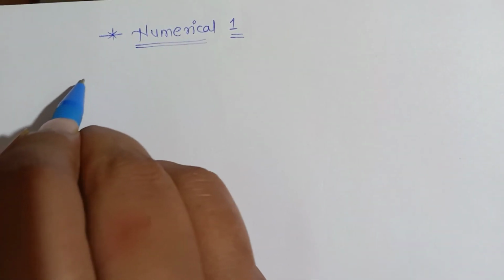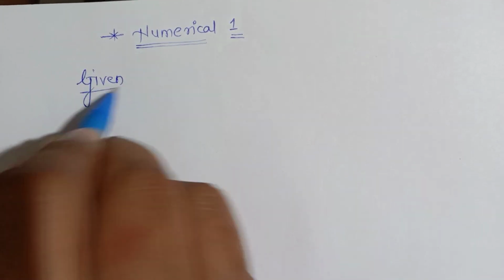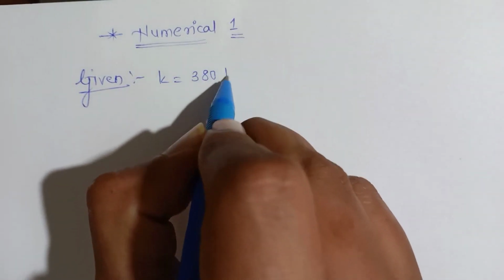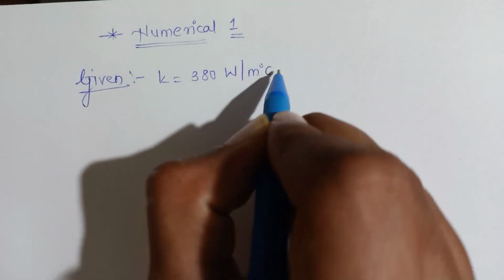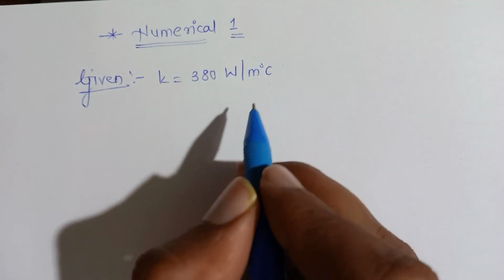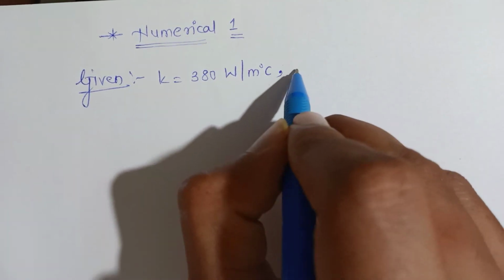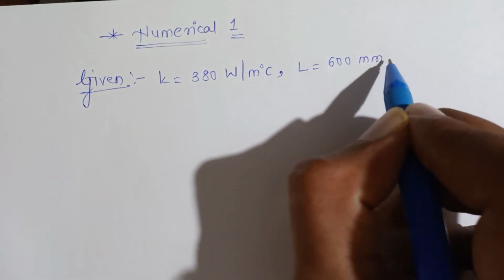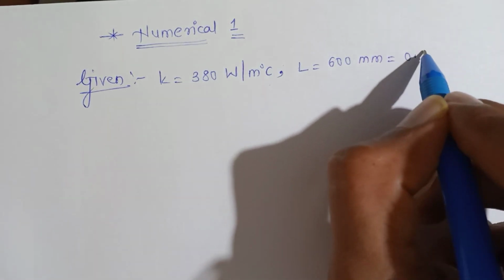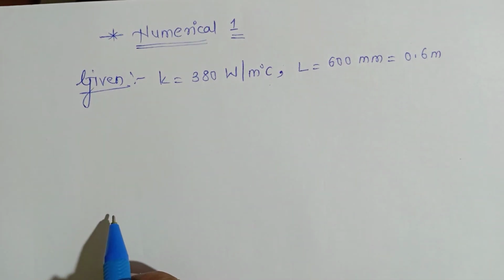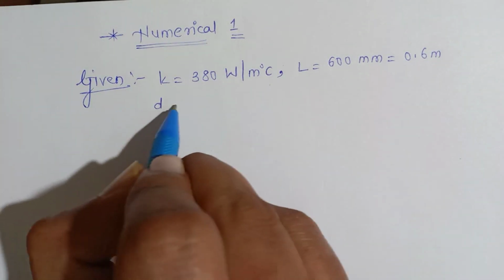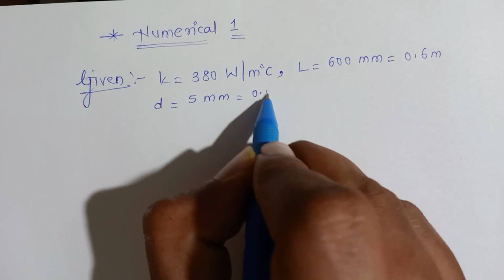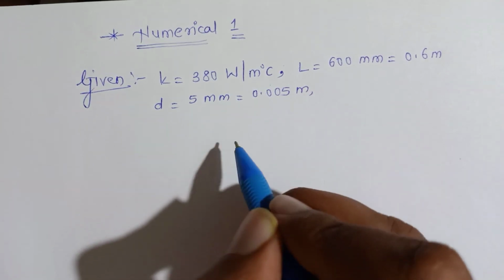So the parameters which are given to us, thermal conductivity of the fin material, it is 380 watt per meter degree Celsius, or it will be watt per meter Kelvin, one and the same thing. After that, the length of the fin is 600 mm. We need to convert that into meter. So we divide by 1000 and get 0.6 meter as the length of the fin. Then there is diameter of the fin which is given. It is 5 mm. So divided by 1000, what you get is 0.005 meter.